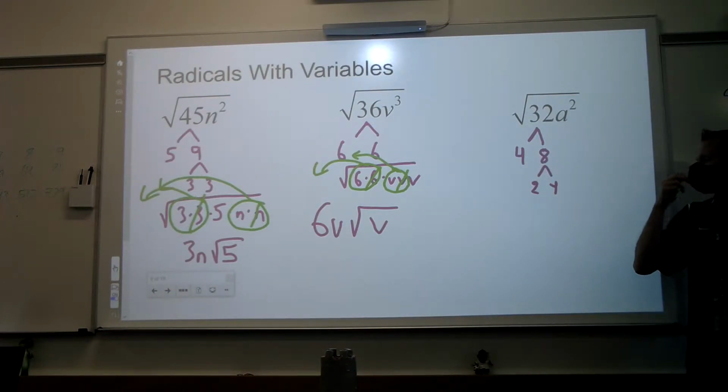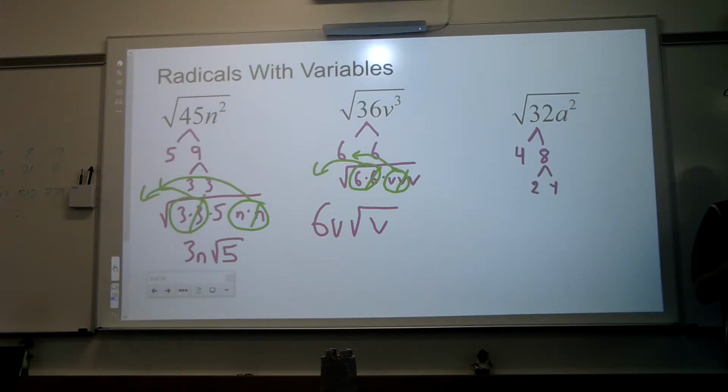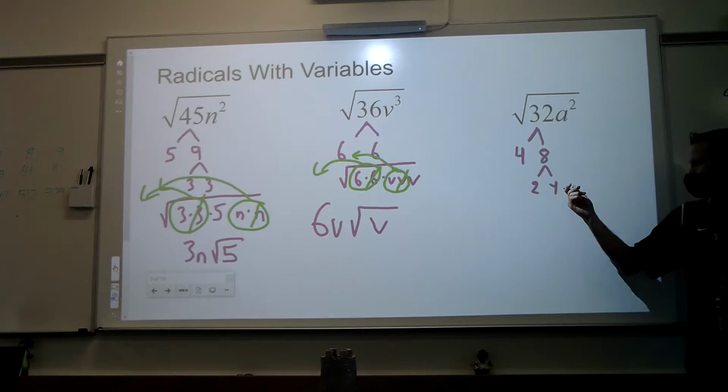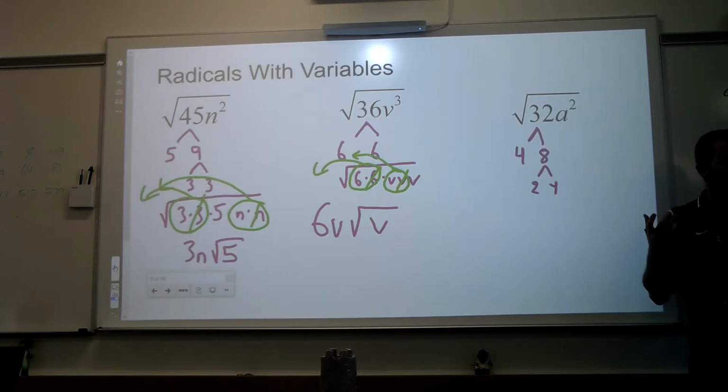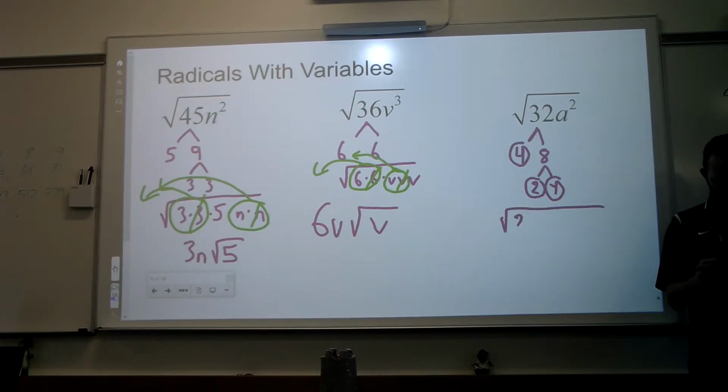Now, I could break it down so I've got 2 2s and 2 2s, right? But then that's just going to end up being the same as a 4, right? 2 2s is a 4. So you're going to pick up some tricks here about how you can make this a little bit easier on yourself. So I'm going to write this. This is the square root of 2 4s, 4, and then 2 8s.